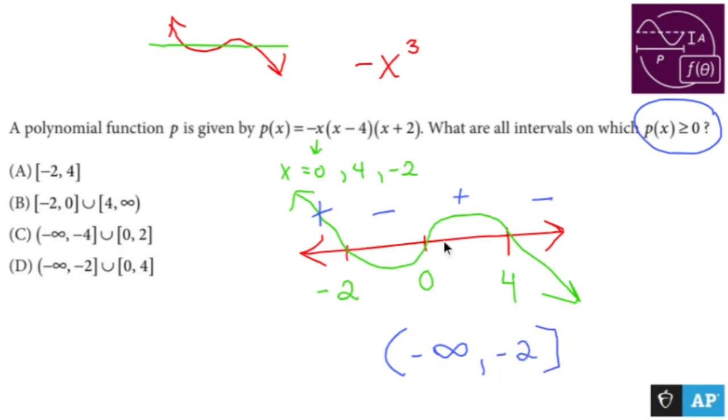Is that it? Nope. I can include everything in between 0 and 4, so I'm going to include 0, and I'm going to go to 4. Boom. Those are my two intervals, which appears to be D. All right, there you have it. A little sign graph action.